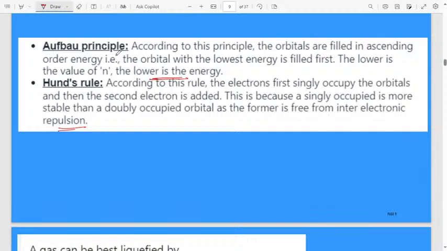Next one, Hund's rule: always in an orbital, single electrons are filled first, followed by double electrons, because the electrons will be in opposite spin. Electrons with opposite spin normally attract each other. When they attract each other and become a pair of electrons, removing that pair of electrons needs extra energy. To avoid that, according to Hund's rule, the single electrons are filled in an orbital, followed by the second electron.